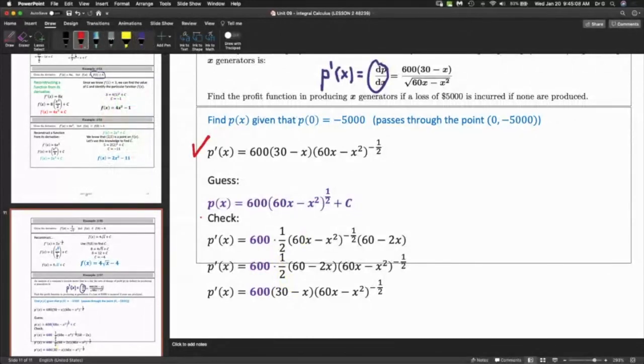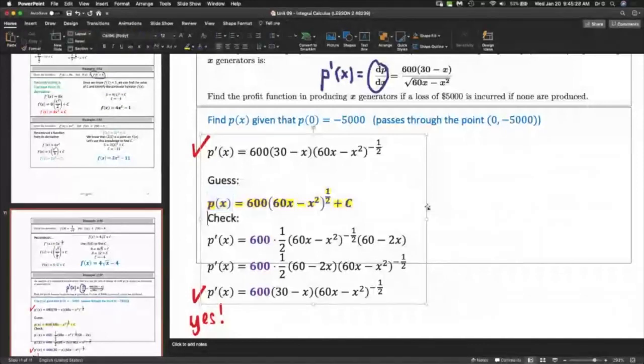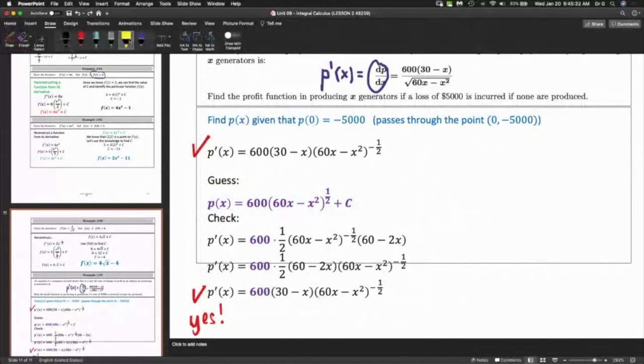I'll do it in red here. This is the same as this. And I'll say yes. Amazing. So this is the answer. This is the antiderivative, which represents the original function. We can highlight that. Anyway, that's the answer to the question.